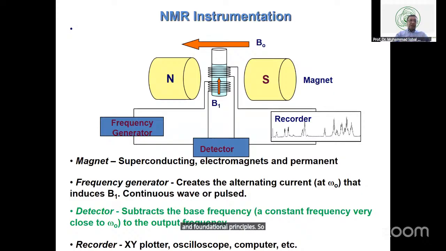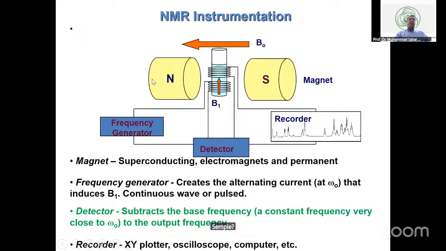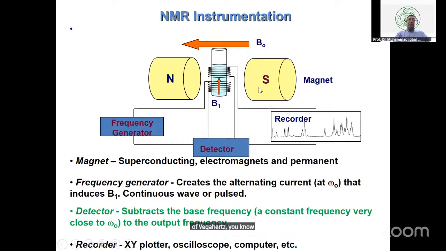So, for instance, this was the earliest NMR, when people placed a sample under the permanent magnet, and a permanent magnet cannot be stronger than about 50, 60 megahertz or something. I mean, roughly about a quarter of a Tesla or half a Tesla or something like this. And so you place your sample. Your sample is there in this tube, the NMR tube.